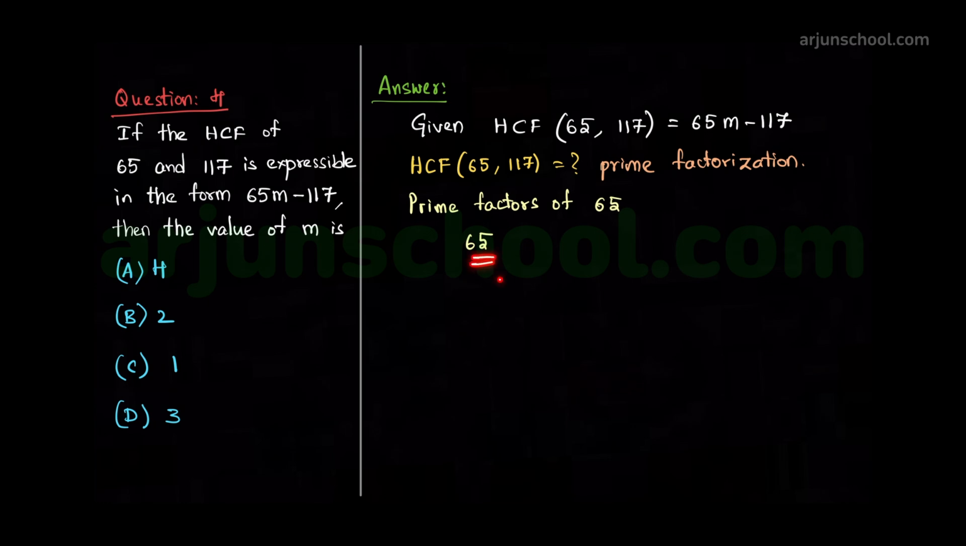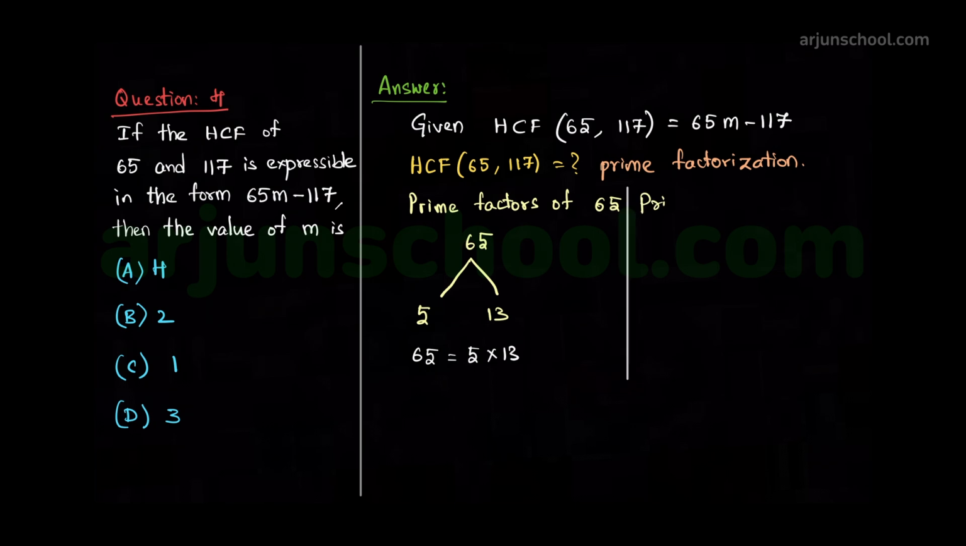Next prime number is 5. 65 ends with 5, so it is divisible by 5. 5 times 13 is 65. And 13 is a prime number, so the prime factorization of 65 is completed. 65 is equal to product of the prime factors, which are 5 and 13.